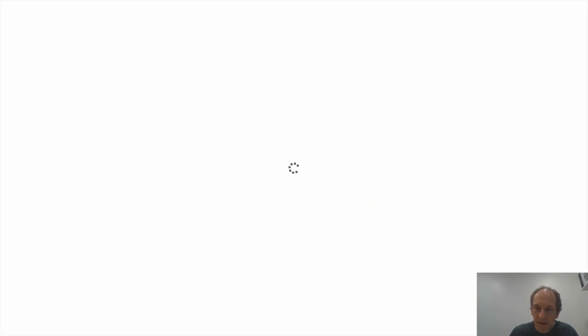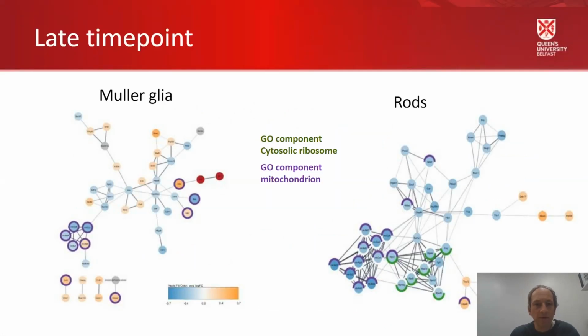And if we compare this with the later time point, with the two cell types I mentioned before, the Muller glia and the rods, again we have changes in gene expression of the mitochondrial genes, but at this time point they are reducing in expression, and there are less obvious changes in ribosome. But as you can see in this small network, there are many other genes also affected, so there are more diverse effects at the later time points, as one might expect.